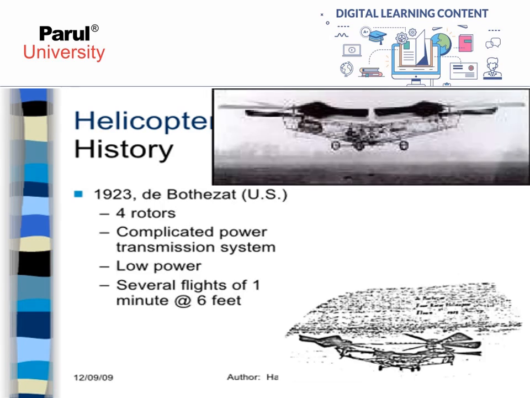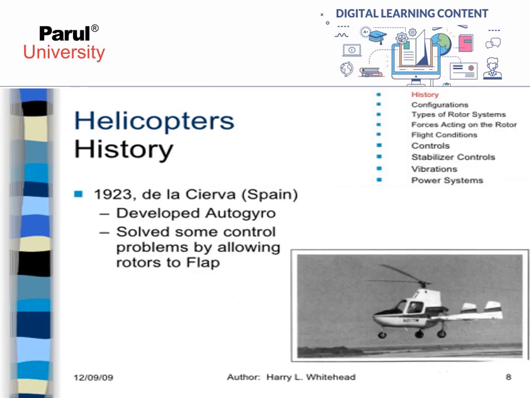The helicopter history, 1923, De Bothezat, US, four rotors. We are using four rotors, a complicated power transmission system, and lower power, with several flights of one minute at a height of 6 feet. This type of helicopter flew at a height of 6 feet for one minute. You can see in these figures, this is the figure of the 1923 Bothezat helicopter. These are the four rotors we are using.